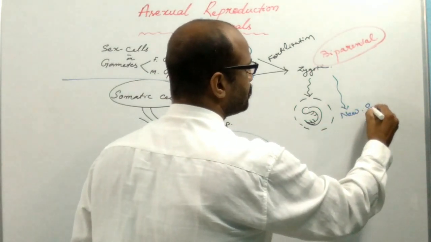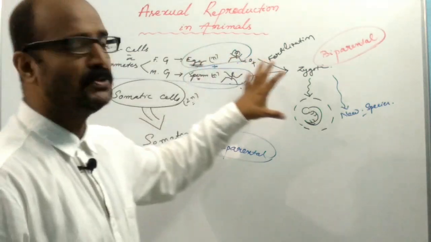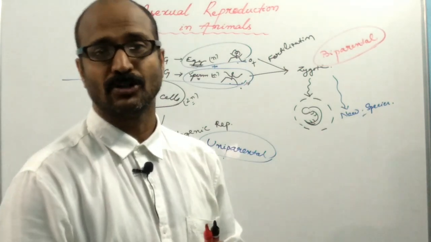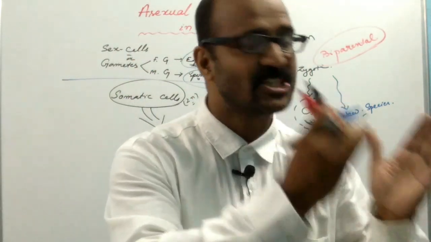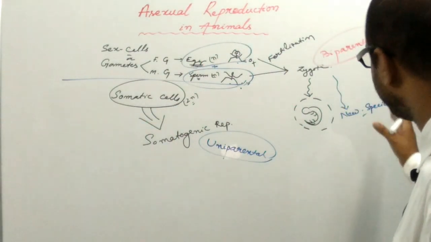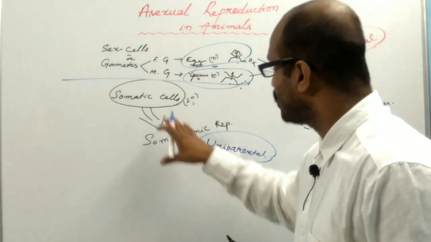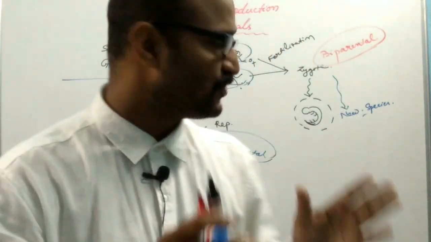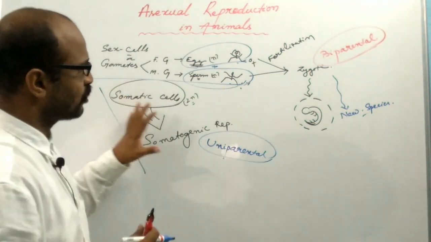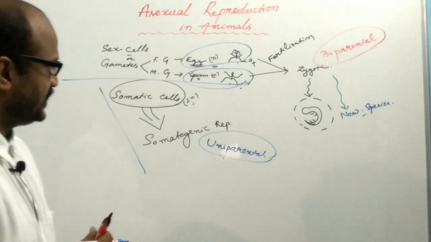So sexual reproduction helps in the production of new species, or you can say sexual reproduction helps in the process of evolution, or speciation, the production of new species. On the other hand, somatogenic reproduction, or the asexual type of reproduction, is not helpful for the production of new species or the process of evolution, that is the speciation.